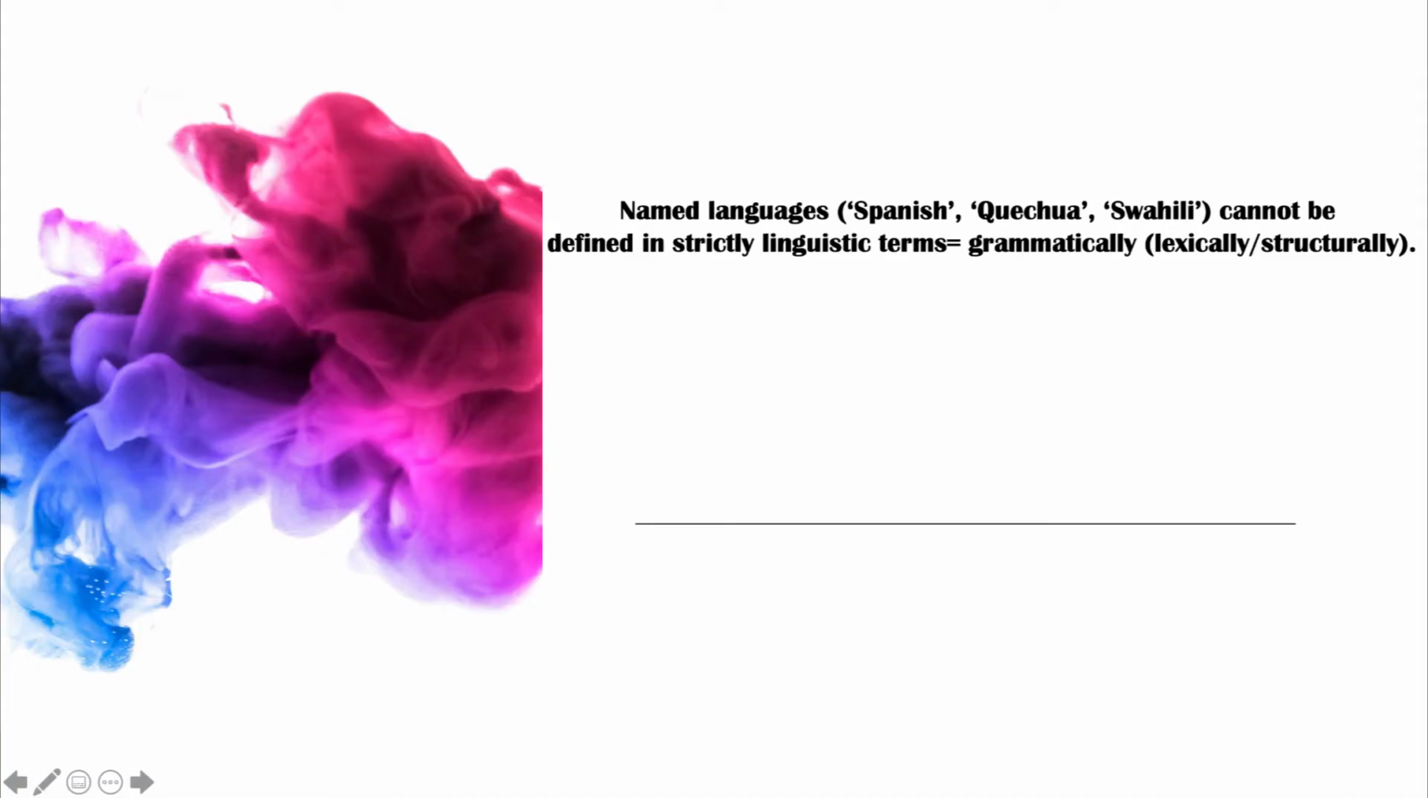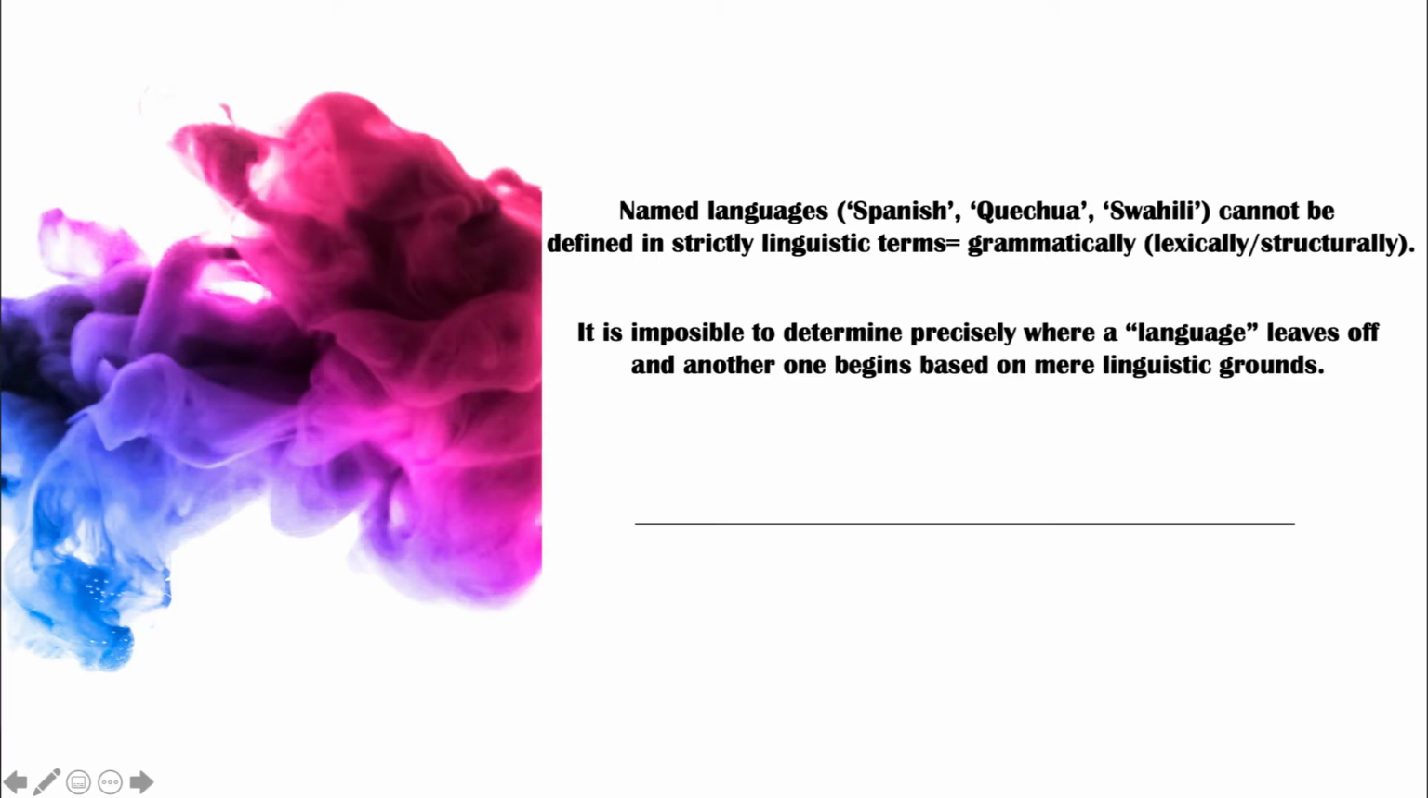Let's break it down. What we normally call languages, and we should actually call them named languages because they do not exist in the world out there. They are always named after the fact, cannot be defined in strictly linguistic terms, meaning they cannot be defined grammatically, lexically, and/or structurally. It is impossible to determine precisely where a quote-unquote language leaves off and another one begins, based on mere linguistic grounds.